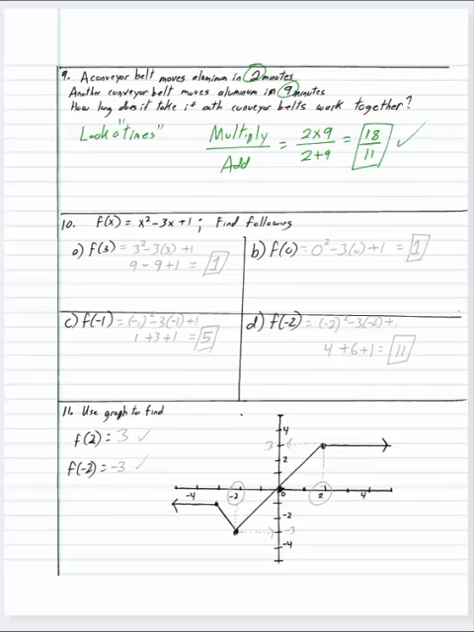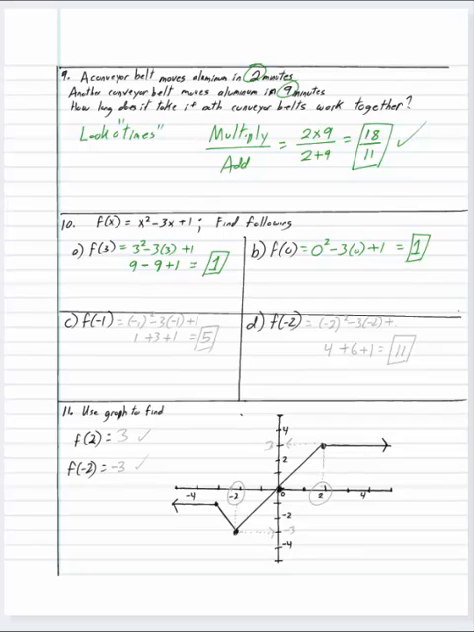Number 10, we're given an equation, x squared minus 3x plus 1. For part A, we will replace all the x's with 3's. So we get 3 squared minus 3 times 3 plus 1. 3 squared is 9. 3 times 3 is 9 plus 1. And all of that just becomes 1. For part B, we will replace all the x's with zeros. So we get 0 squared minus 3 times 0 plus 1. And that's just going to become 1.